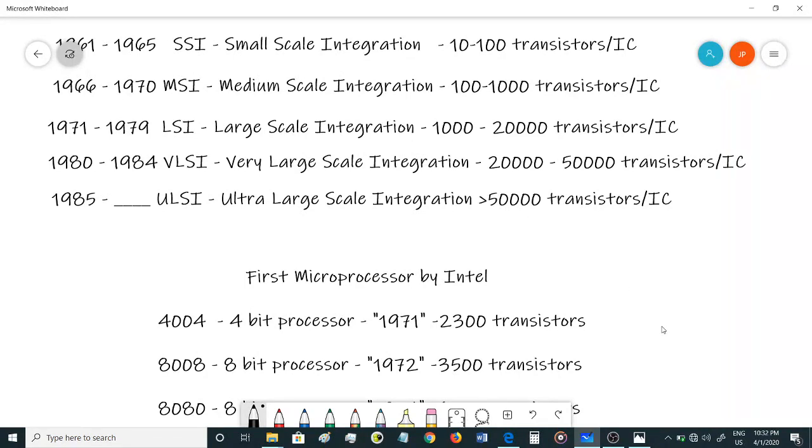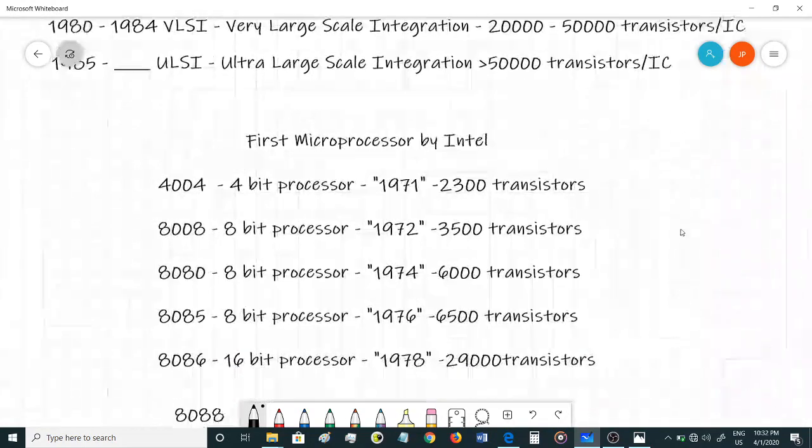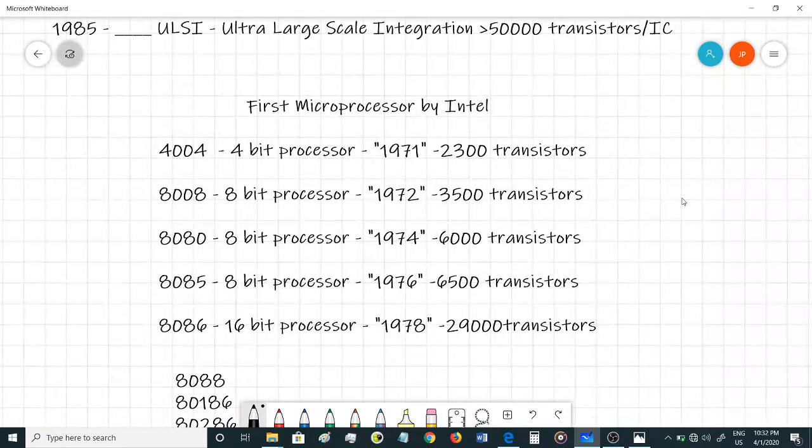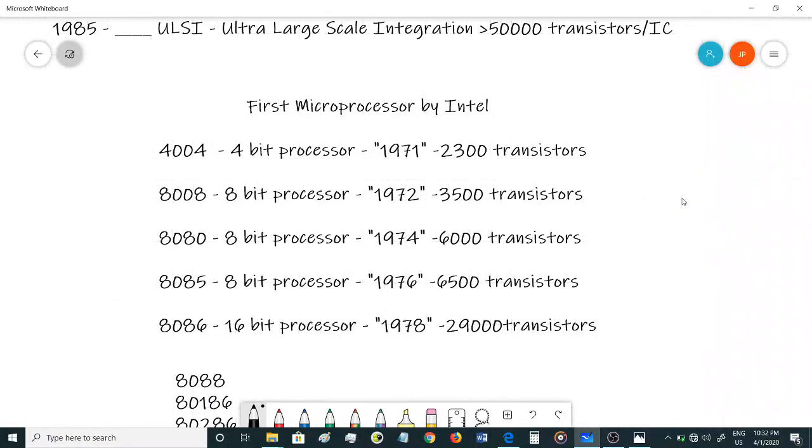Now let's look at the evolution of the processors. We have already seen the integrated circuits. The first microprocessor developed by Intel was the 4004. It was a 4-bit processor. We already discussed what a 4-bit, 8-bit or 16-bit processor is. It can do 4-bit operations, 4-bit addition, 4-bit subtraction, all in a single go. That is what is known as a 4-bit processor. It was developed in 1971 and it had 2300 transistors in it.